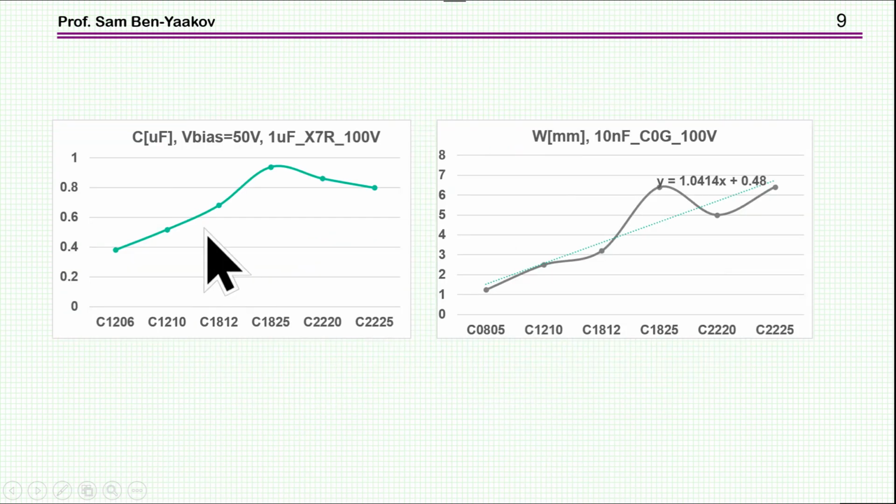So here it is. We see it here for 1 microfarad and 10 nanofarad. We see a similar behavior. This is a similar behavior. This is percent change. So in this particular case, we see this increase, which again perhaps can be explained by the difference in the width of this package.